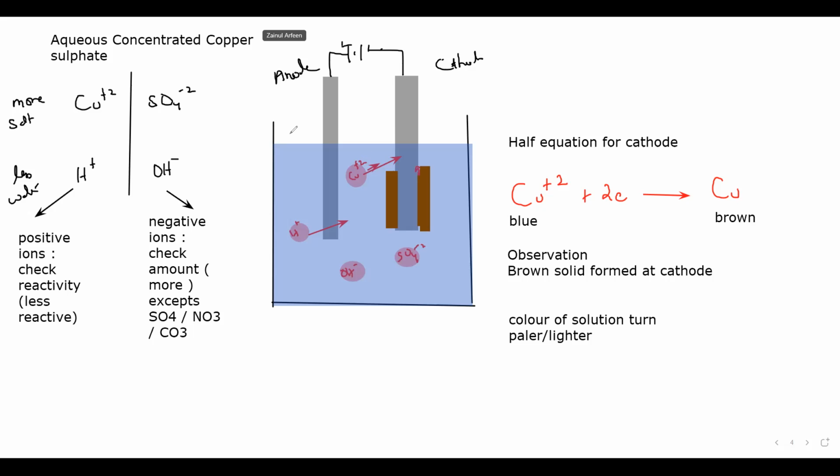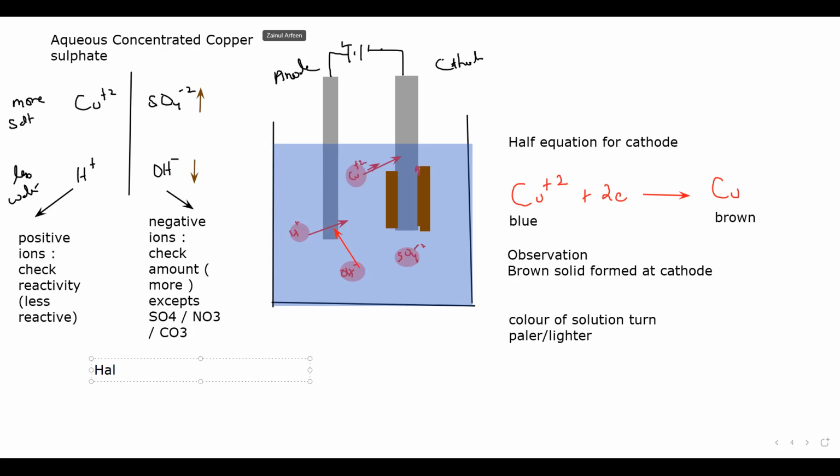When we check for negative ion, we check the amount, so sulfate is more and hydroxide is less. But if you read the last part, I said check the amount, the one which is more will move except three: sulfate, nitrate and carbonate. Even if they are more, they will never move, because of their size, they are not able to move in the solution. So even though sulfate ions are more in the solution, they are not able to move. So which ion will move? The hydroxide ion will move there.